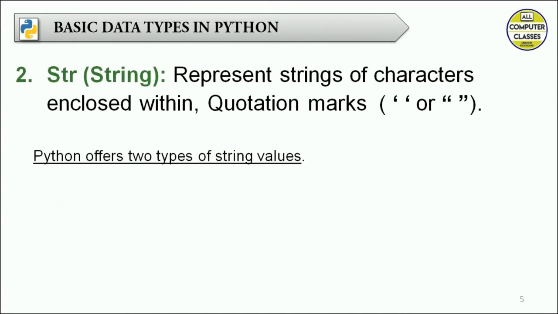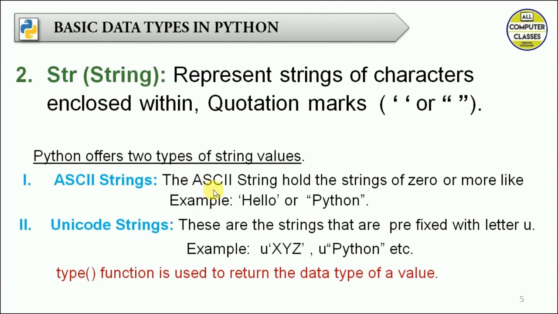So the next is string. String represent the character enclosed with quotation marks. So you can use single quotes or you can use the double quotes. So Python offer two types of strings value. First is ASCII, like the simple one. ASCII string holds the strings of 0 or more, like hello or Python, right? So we can use the word with single quotes or double quotes, right?